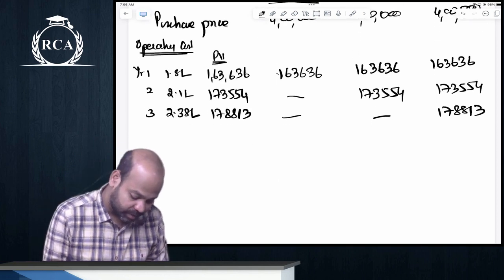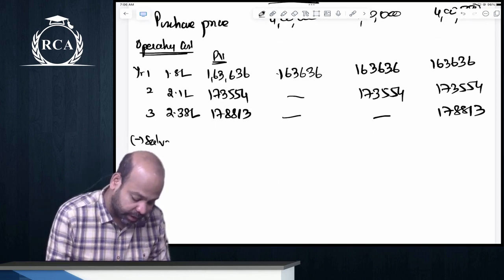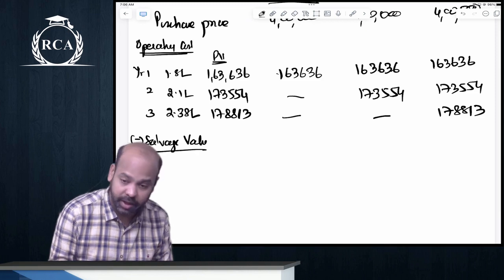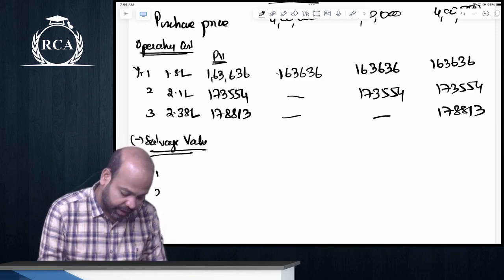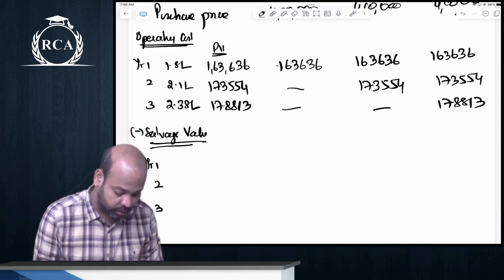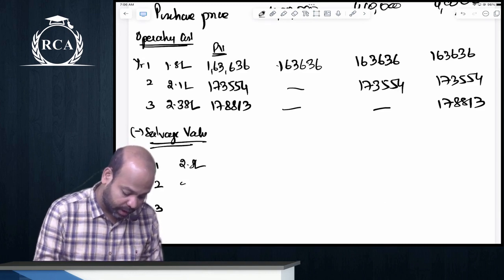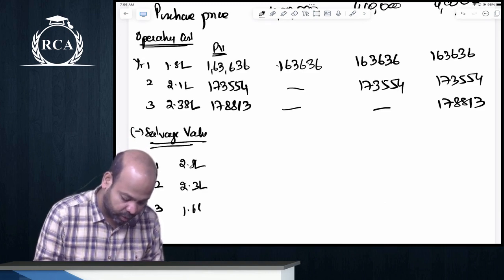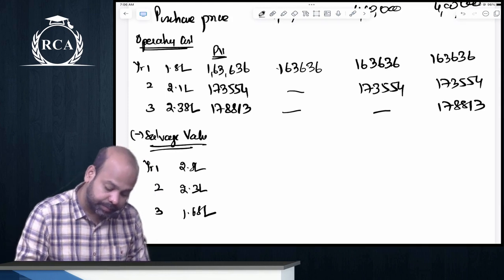Next comes salvage value, guys. Salvage value is an inflow. Resale value of the asset. I have an option of selling it at the end of first year, second year and third year: 2,80,000, 2,30,000 and 1,68,000. What is the present value of 2,80,000, beta?